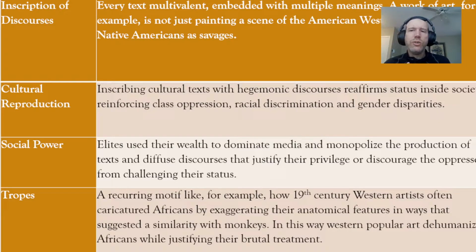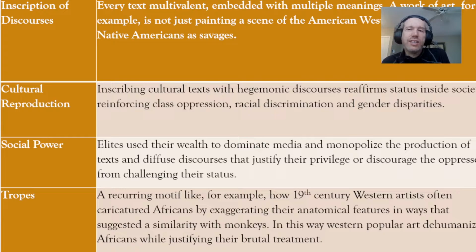Another thing to note is that most of you are probably going to analyze the construction of a text rather than the interpretation of the text by the audience, which is a more difficult form of analysis, probably outside the scope of this paper. So if you're looking at the inscription of discourses, what you're essentially doing is analyzing the text, and then analyzing some of the ideas or theses that the author, the director, is conveying to the audience.